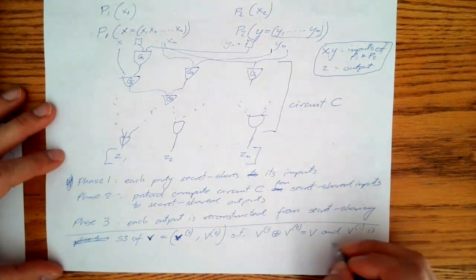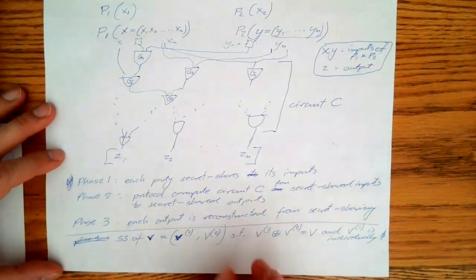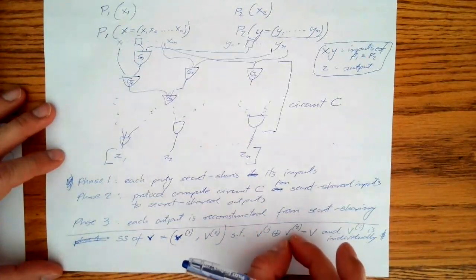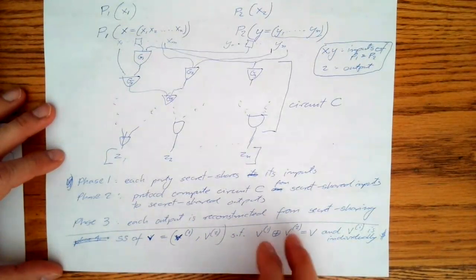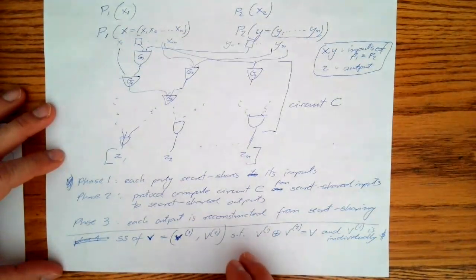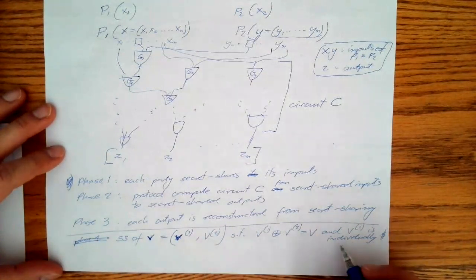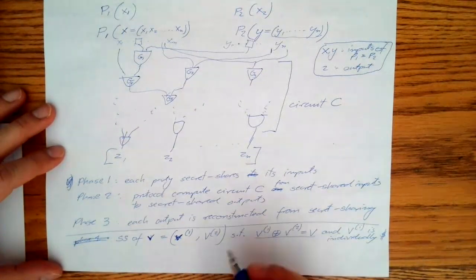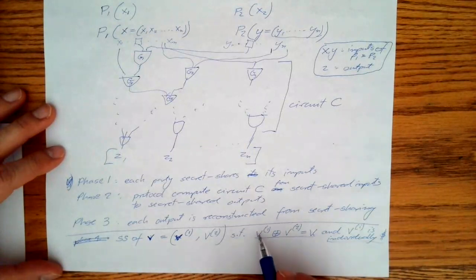and each of these vi is individually random. So if you only see v1, it looks random to you. If you only see v2, it looks random to you. If you see them both, you reconstruct the value. So this is a so-called XOR sharing. This property assures reconstruction, right? If you surrender both shares, you can reconstruct. And this property assures secrecy. As long as you have just one share, this tells you nothing about the value that is secret shared.